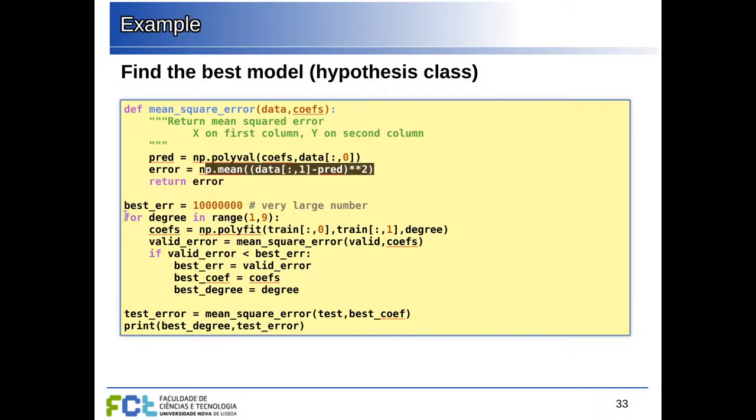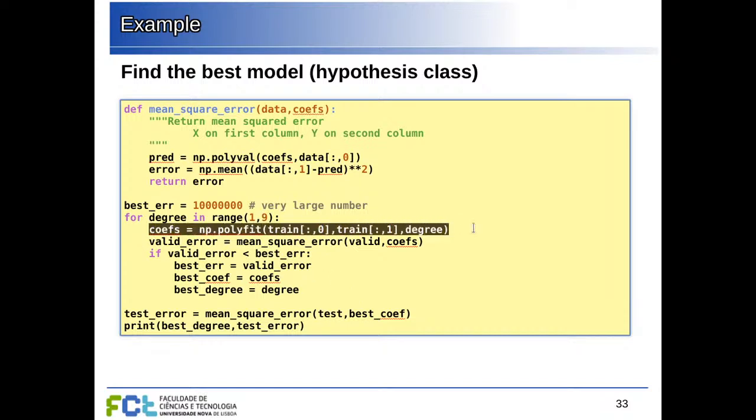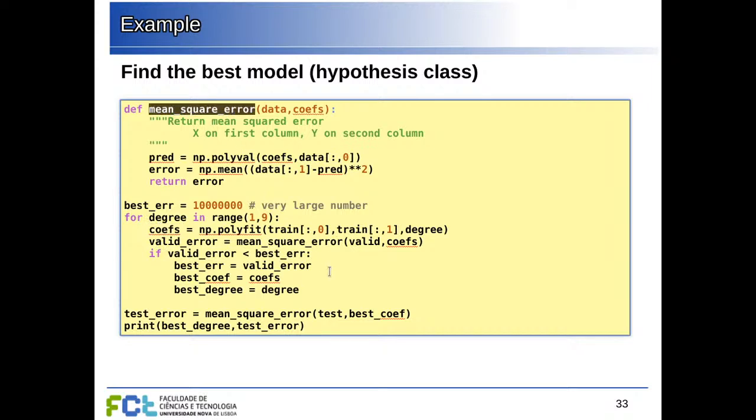And now we can do this loop here where we go from degree 1 through 8. Note that range stops 1 before the last value that you put here. And we fit a polynomial of that degree to our training data. So the x value is the first column, the y value is the second column. And now we have the coefficients for this polynomial. We use this function here to measure the error on the validation set. So we fit the polynomial on the training set, but then measure the error on the validation set.